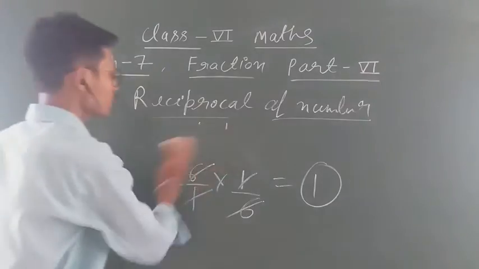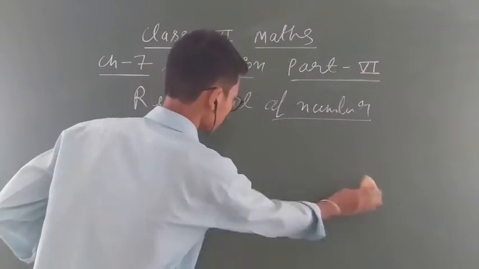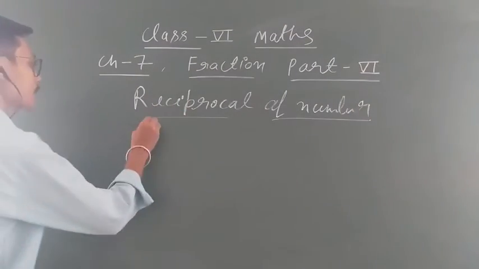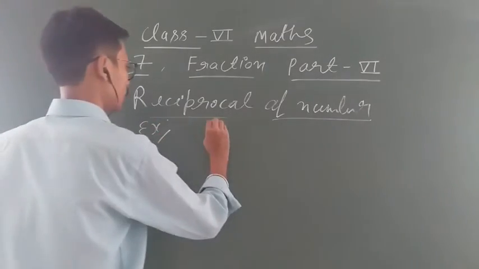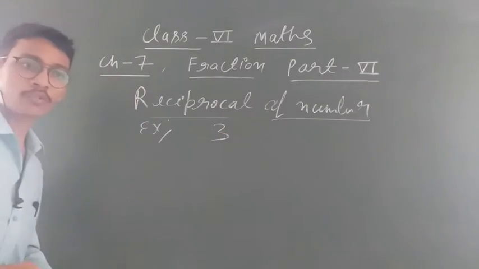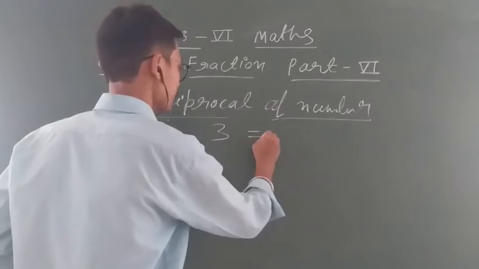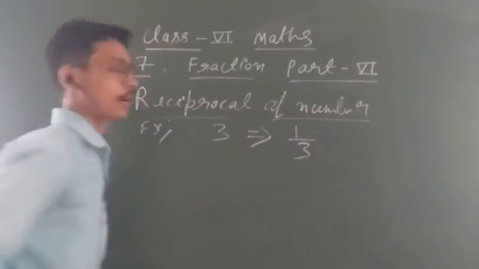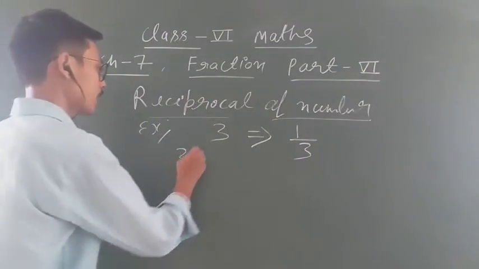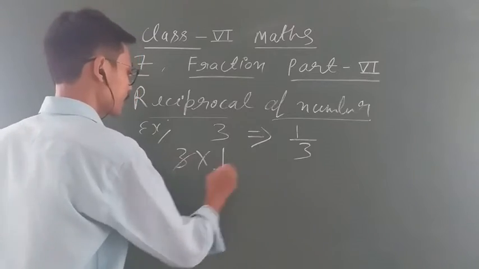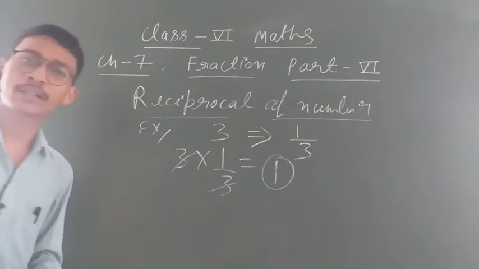Next you can also take an example like 3. Okay student, 3. So what will come? Reciprocal is 1 upon 3. How will you check student if this is correct or not? Multiply it. 3 and 3 cancel, answer is 1. Okay student, this is it.